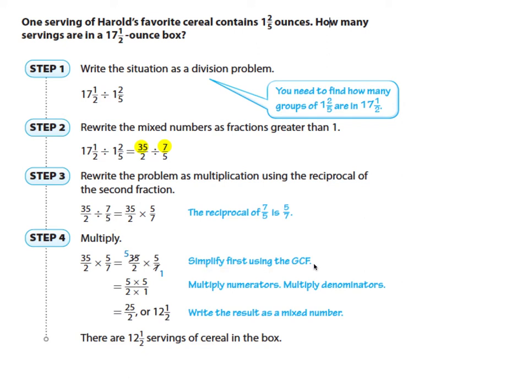Simplify first using the greatest common factor. I would really like you guys to start doing this. This is going to save you a lot of steps in the long run. I can simplify 35 with 7, because they share 7 in common. So 35 divided by 7 is 5. 7 divided by 7 is 1. I can't simplify here, so I'm just going to multiply straight across.